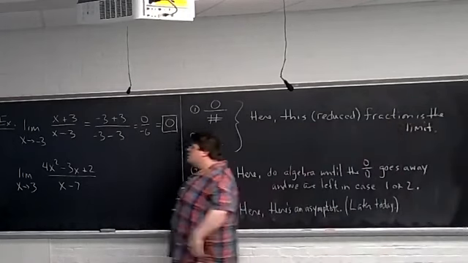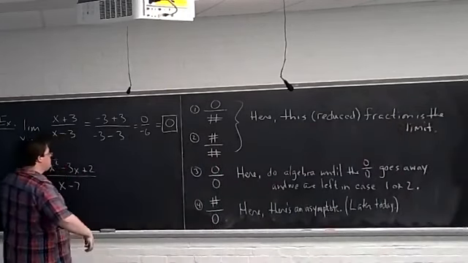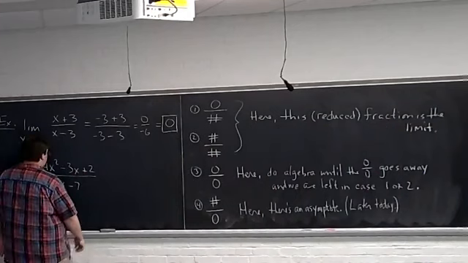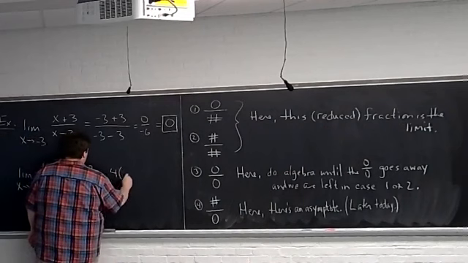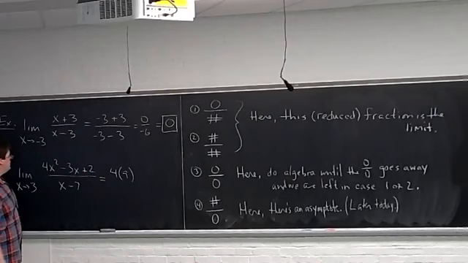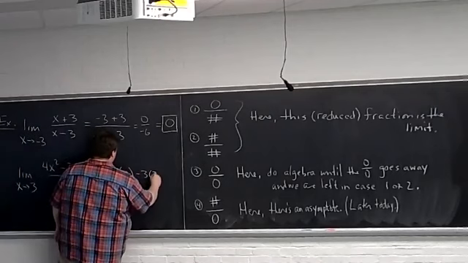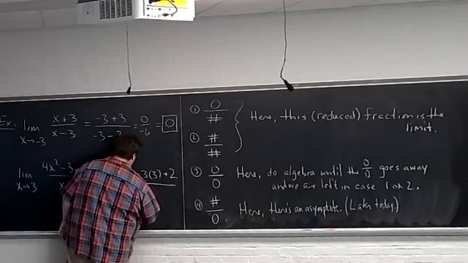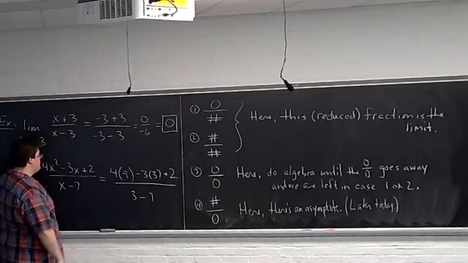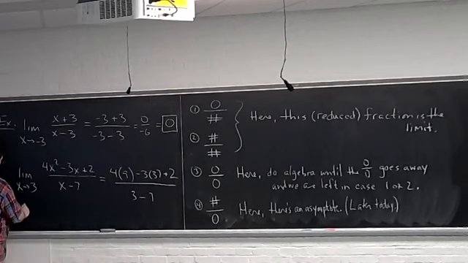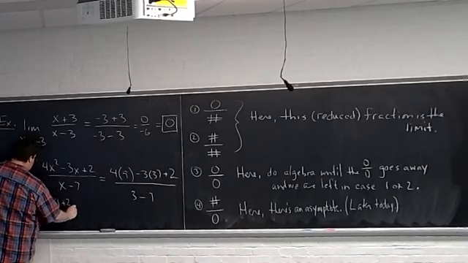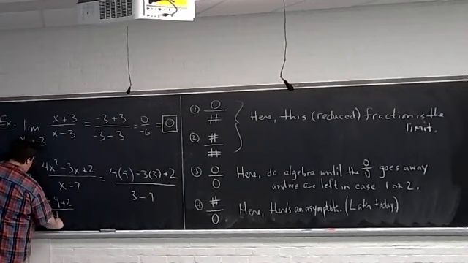Let's look at the second one. Again, this theorem tells us direct substitution tells us nice information. What does it tell us about this one? Well, do a direct substitution here. You get 4 times 3 squared, 4 times 9, minus 3 times 3, plus 2, all over 3 minus 7. What does this equal? Well, on the top, you get what? 36 minus 3 times 3 is 9, plus 2. In the bottom, you get -4.